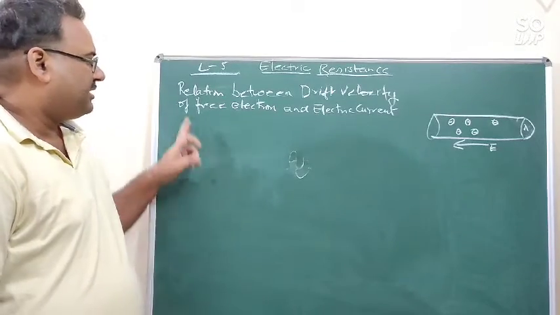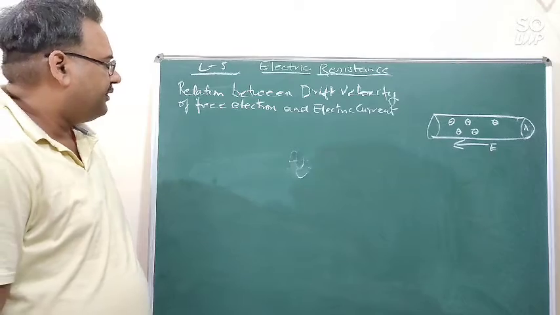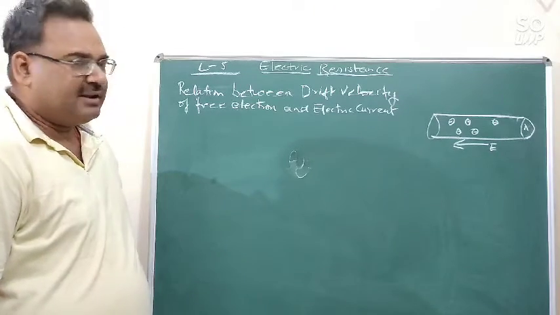The next topic is relation between drift velocity of free electron and electric current.